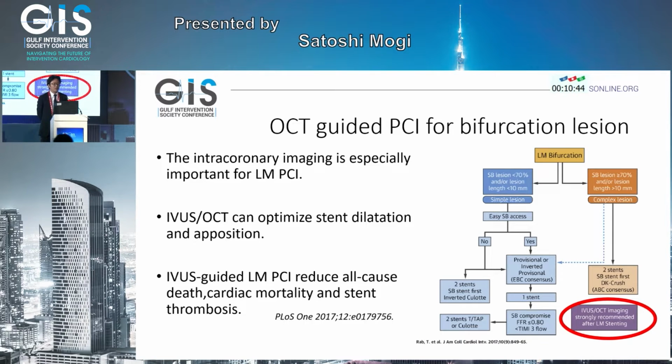Intracoronary imaging is especially important for left main PCI. In the JAK intervention, IVUS and OCT can optimize stent dilatation and apposition. IVUS-guided left main PCI reduces all-cause death, cardiac mortality, and stent thrombosis. So we have to use intracoronary imaging, especially in left main bifurcation or major bifurcation regions.